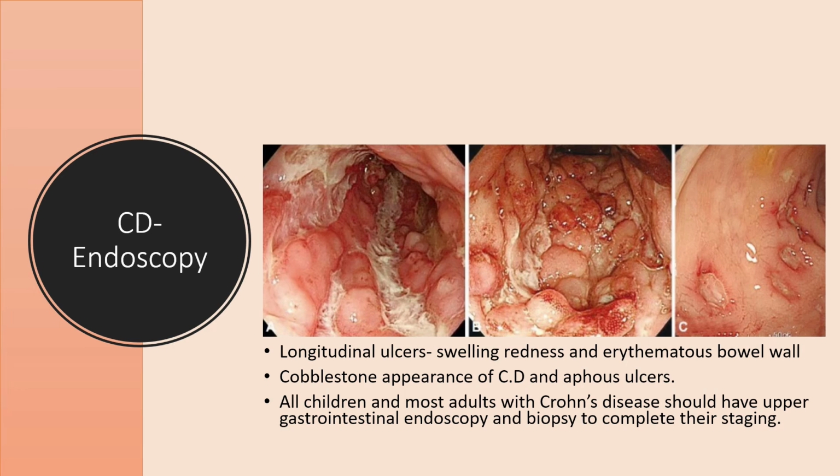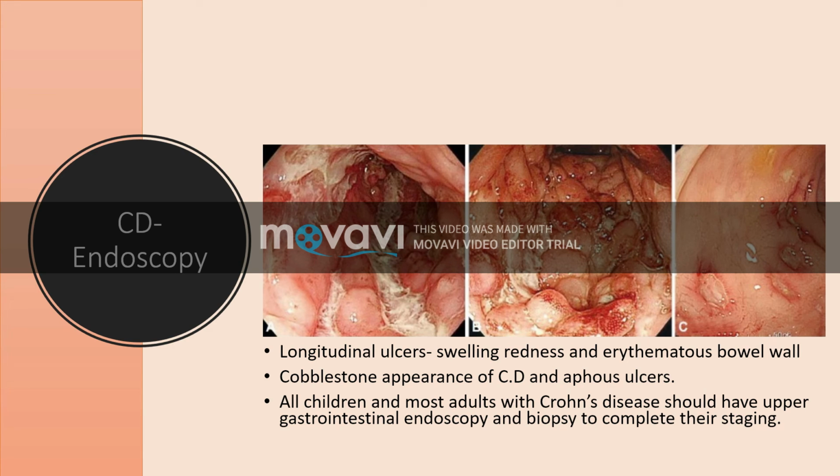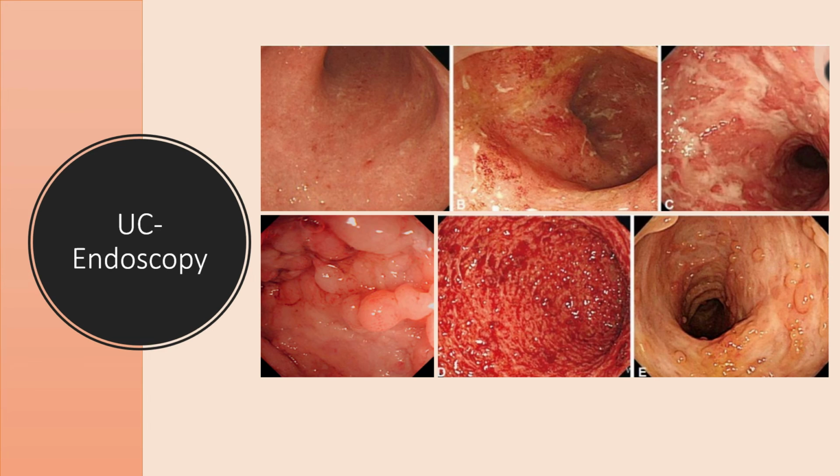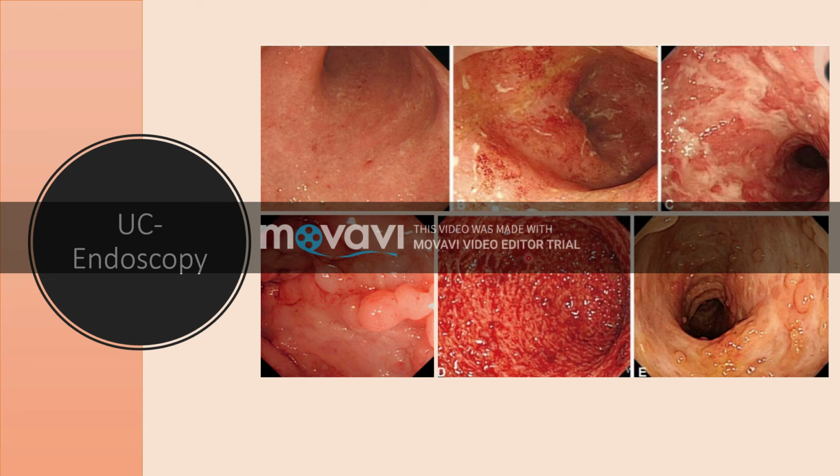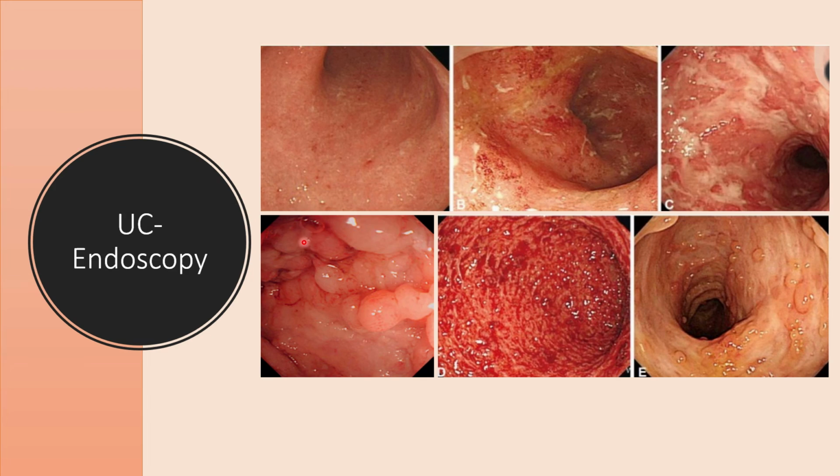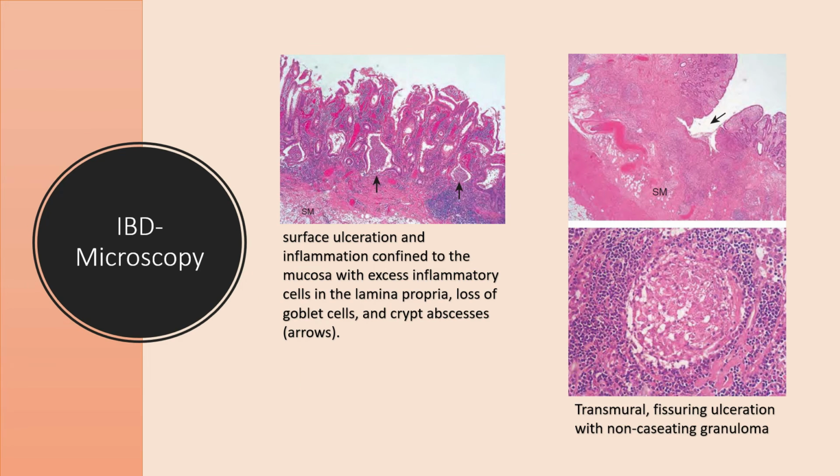It's noted here that all children and almost all Crohn's disease patients must have upper GI endoscopy and biopsy to complete their staging as well. And here we have the ulcerative colitis endoscopy finding, ranging from mild granular erythematous surface into the most severe hemorrhagic condition. So it's a very wide range of manifestations. You can find ulcerations right here, erosions, and also you have this post-inflammatory pseudopolyps, which are found in ulcerative colitis patients. Here are some of the microscopical findings of IBD patients.